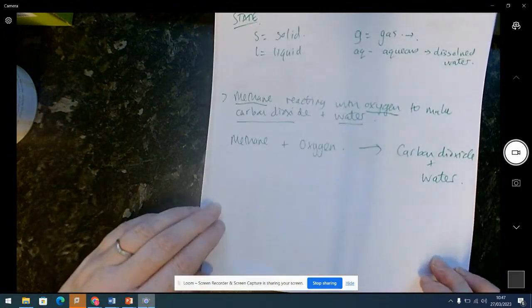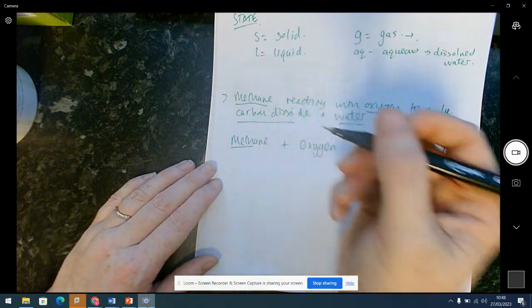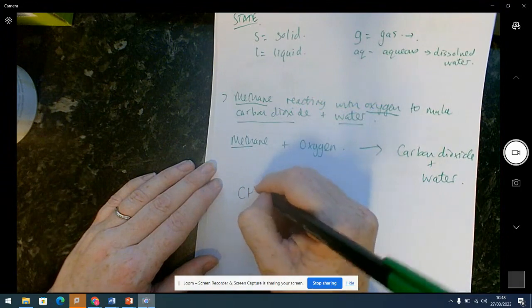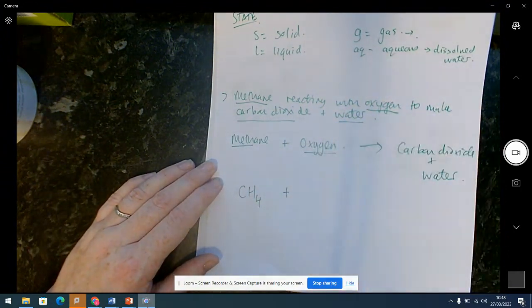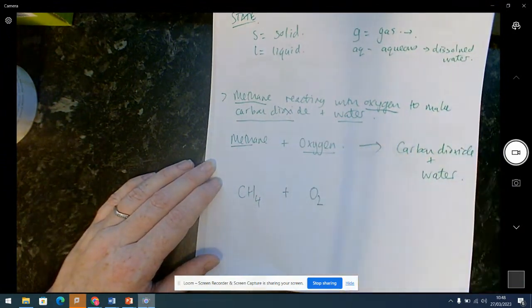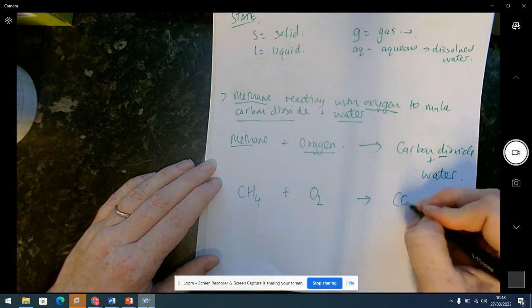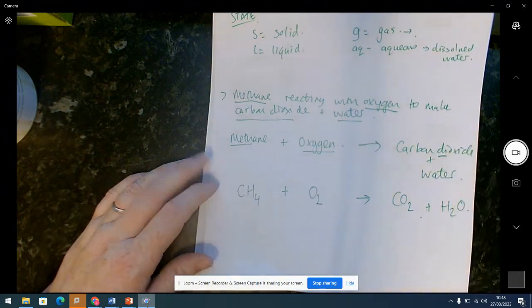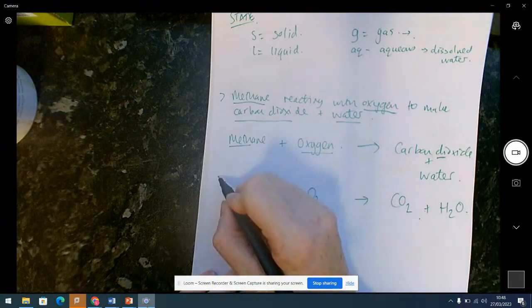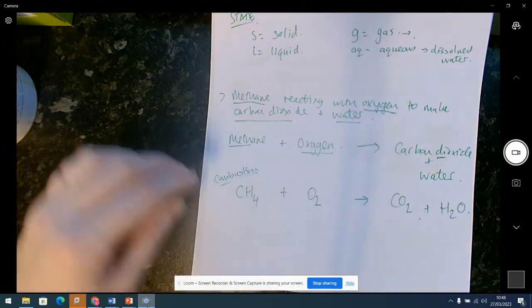And if I was going to then do the symbol equation, I know from alkanes, alkenes, that meth means one carbon. So CH4 would be the formula for methane. Oxygen is a non-metal, and most non-metals come in pairs, so we'd have oxygen as O2. Carbon di means 2, so CO2, plus water, which is H2O. Okay, and this is actually a combustion reaction, which you would have looked at for chemistry paper 2.